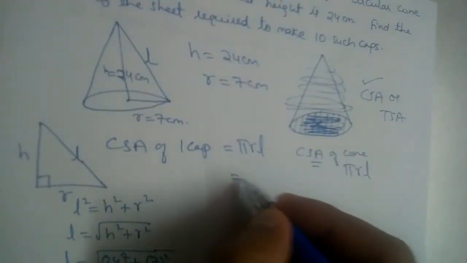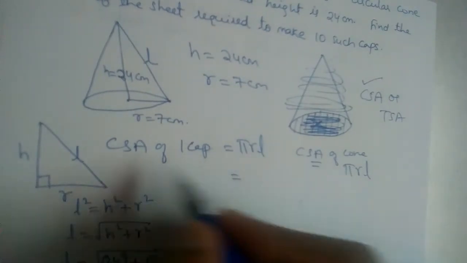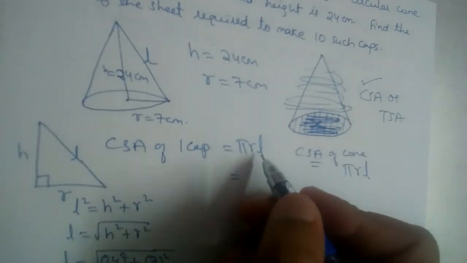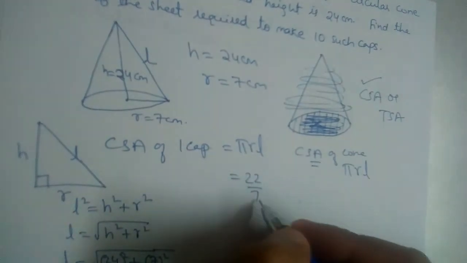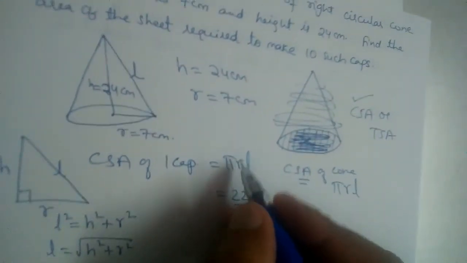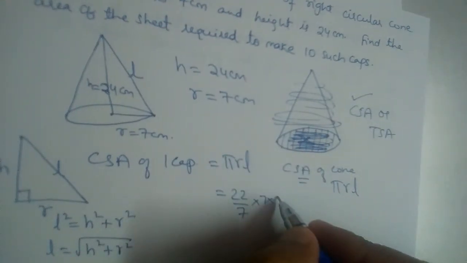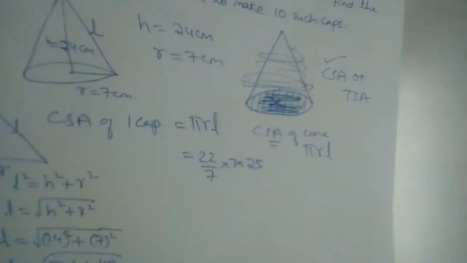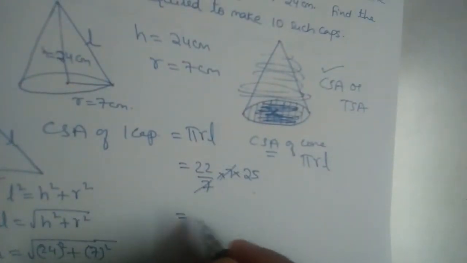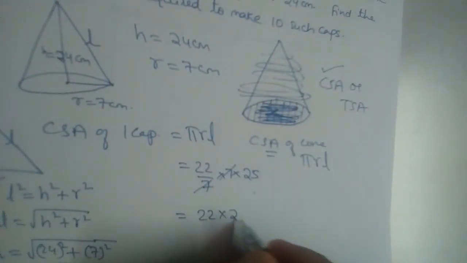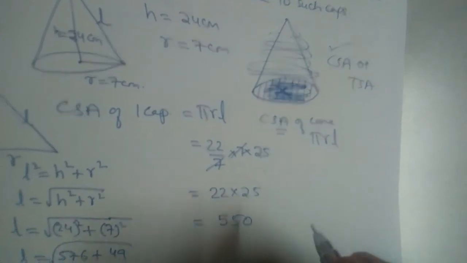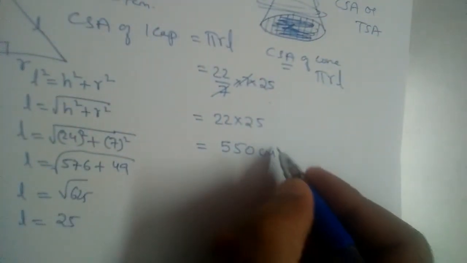So let us substitute that in pi r l. Curved surface area of one cap or one cone is pi r l. Pi is 22 by 7. What is the radius? 7. l we got as 25. Now this 7 and this 7 will get cancelled, isn't it? So we have 22 into 25. So 22 into 25 will give us 550. Alright. So this is centimeter square.